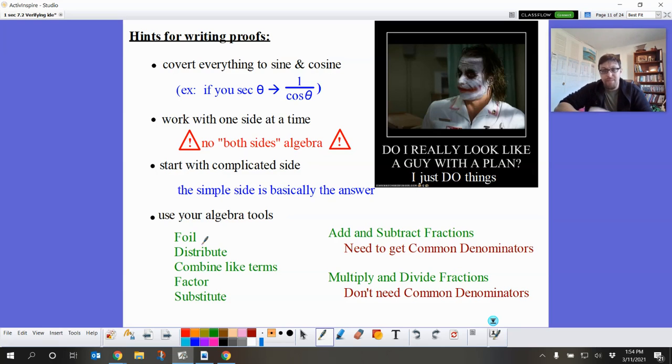Yeah. So that's about it for 7.2. We're going to continue to work problems together, but the biggest advice I can give you, just try something. If you have an idea of something you can do, try it. See what happens. See where it goes. If it goes somewhere good, great. If not, no big deal.